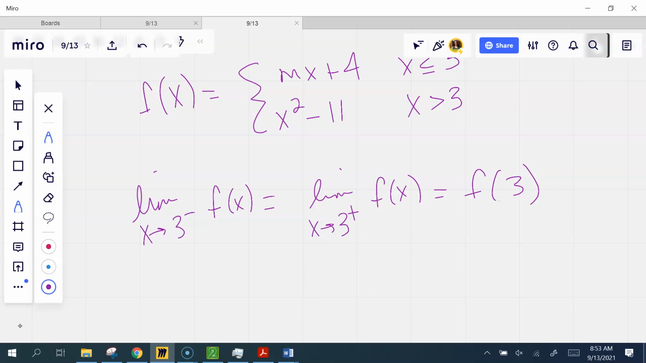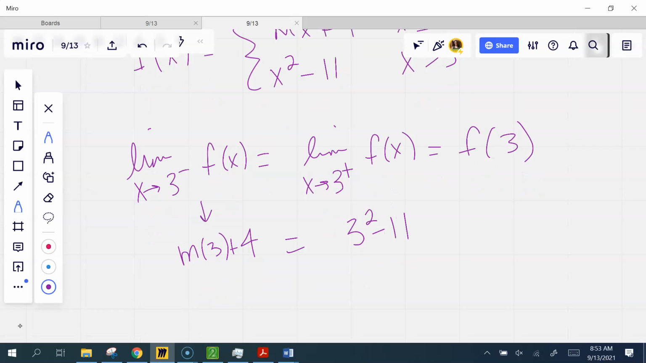So if I plug 3 into each of those, the limit from the left would be m times 3 plus 4. The limit from the right would be 3 squared minus 11, and I need those to equal. It is so easy.